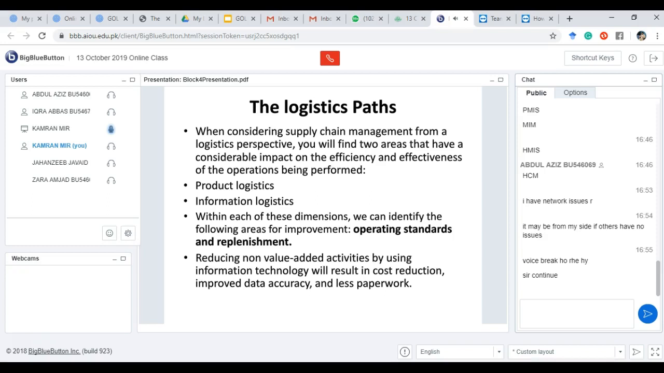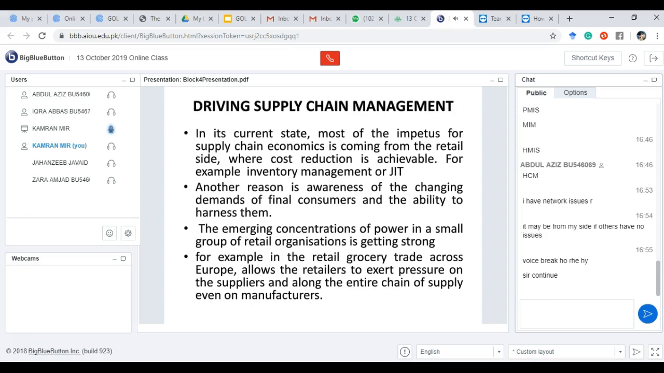Why? Because less human involvement means less mistakes, less faults. Less people are doing the manual work. It's more like the data is linked with each other, and the information is received on time. So it helps the company in reducing cost and also improving the data, and results in less paperwork.